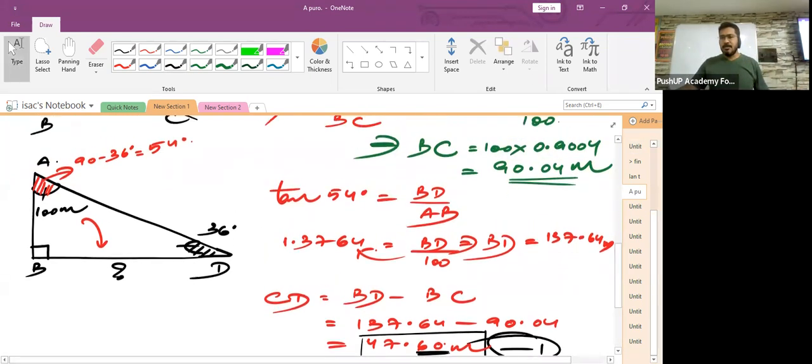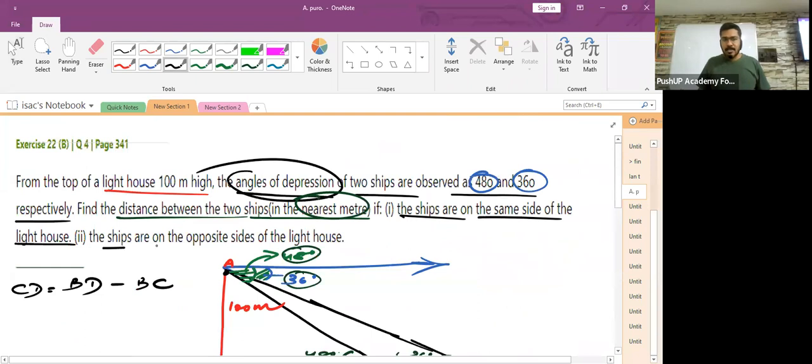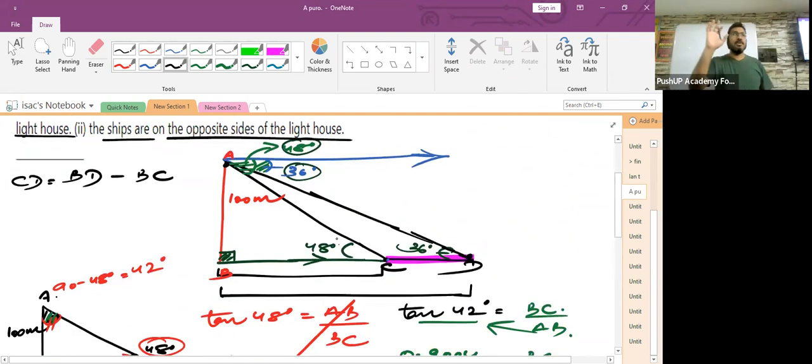Now, the first part is over. Let's do the second part. Children, now see, they are asking you to find the distance between the ships when the ships are on the opposite sides of the lighthouse. Now, you know what mistake usually children make? Did somebody say something? Okay. Children, you know what mistake? No, it's not a mistake. It's a blunder.